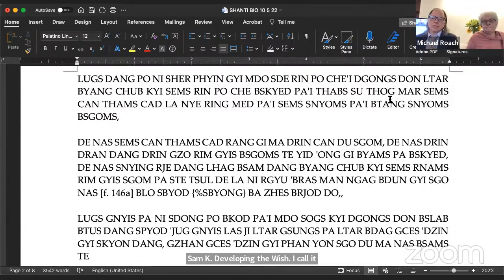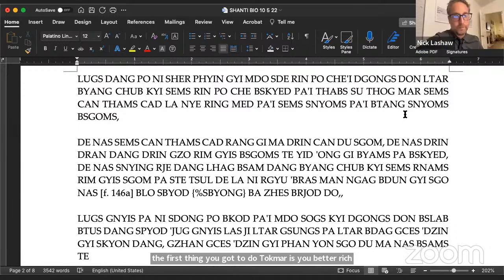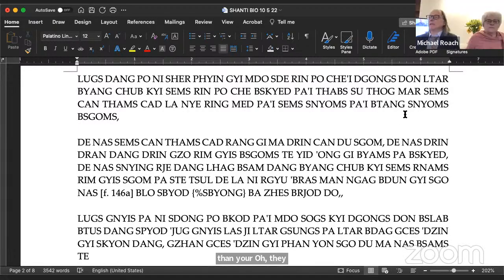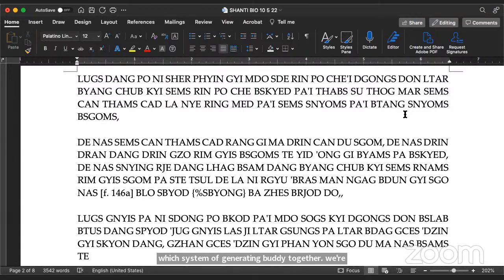Okay. Tapsu. Now, the first thing you got to do, Tokmar, is you better reach Tangyom. Equanimity. And by the way, Tangyom has several completely different meanings, and we saw it all morning in Stanley's text for neutral state of mind, not virtuous and not non-virtuous. This is a different one. This is the first of, do you recognize which system of generating bodhicitta we're talking about now? Yeah. 7. Yeah.